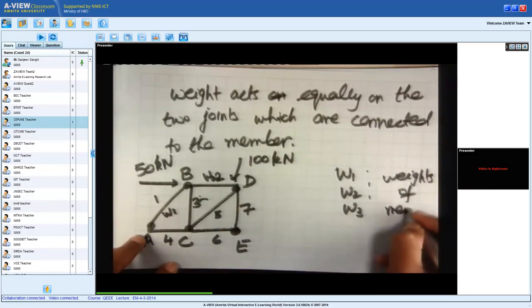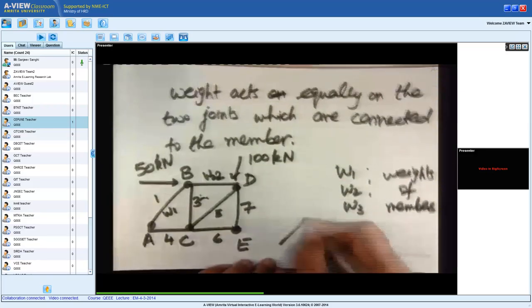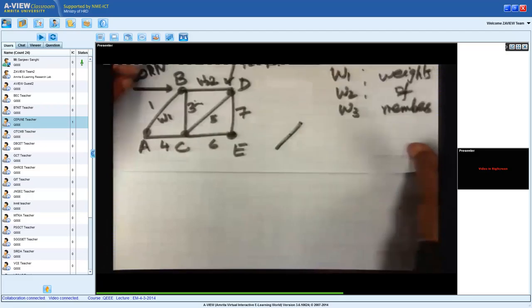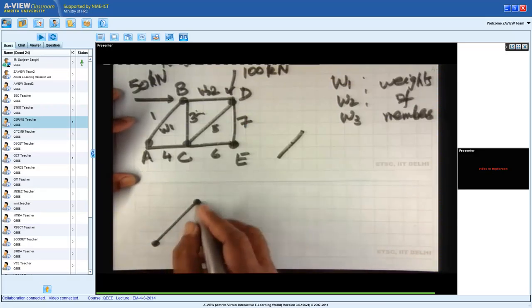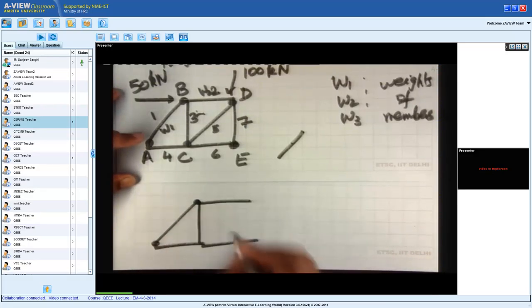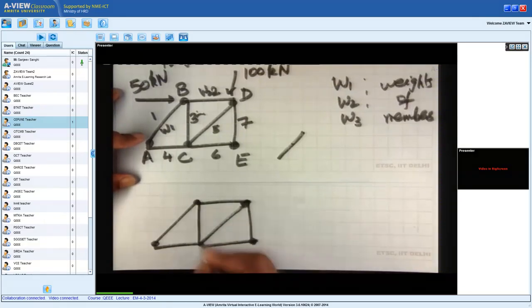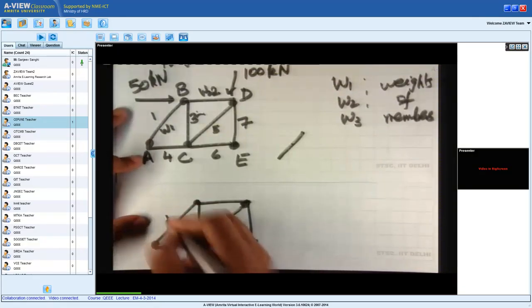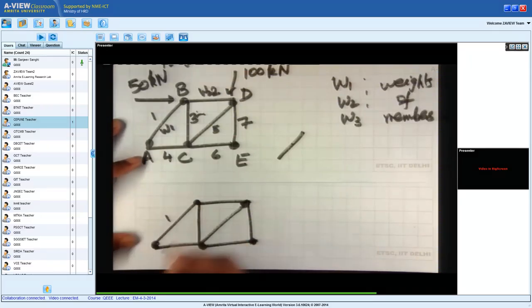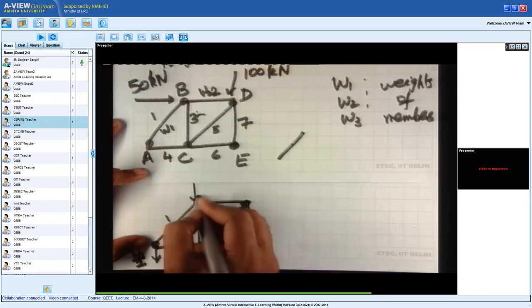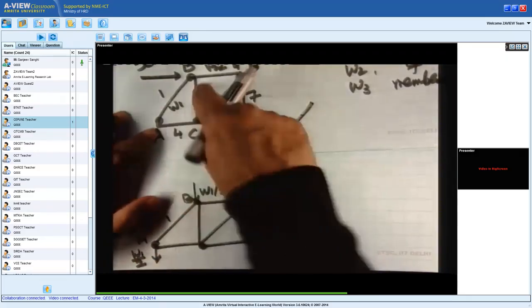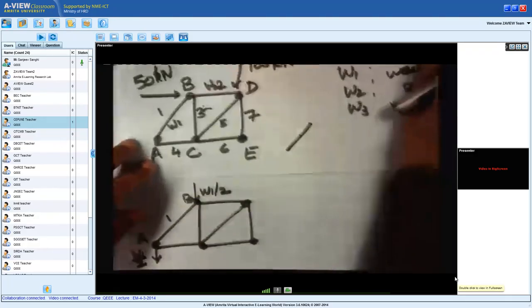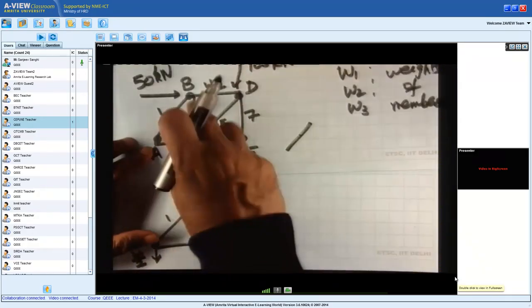Then what we will do is, when we analyze the truss, I'll put both these pictures together. This is the original picture, and when we analyze this, the weight of member 1 is W1. So what I will assume is W1 by 2 comes on point A and W1 by 2 comes on point B. Why? Because member 1 is connected to AB. So half of the weight comes on joint A, half of the weight comes on joint B.